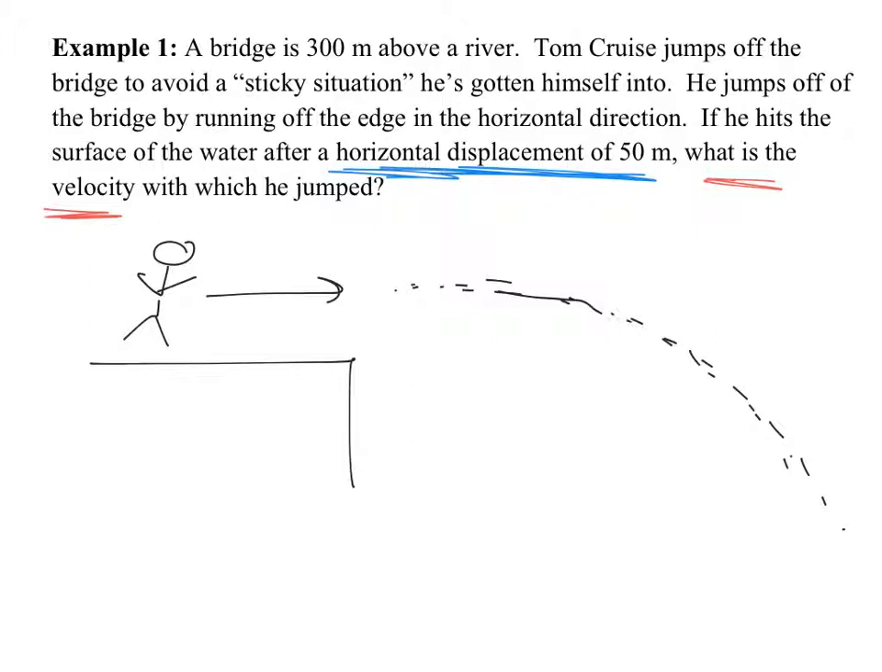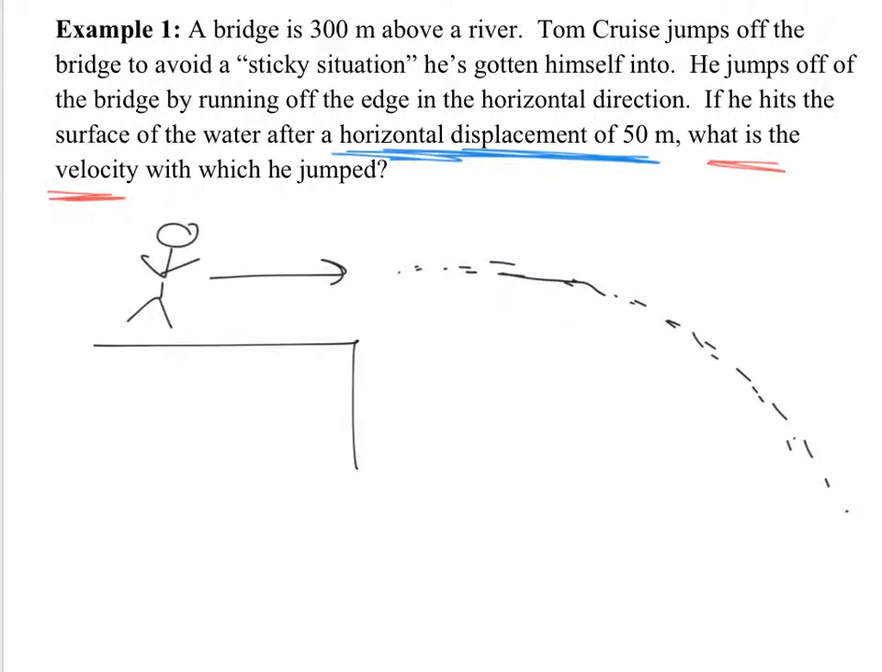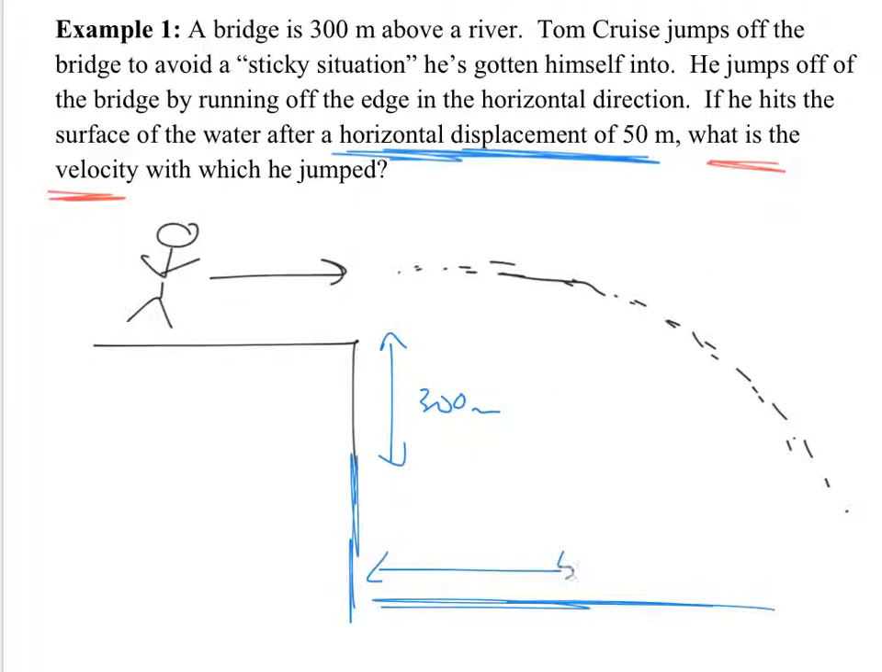To answer these problems, what you need to do is separate the vertical and horizontal components. So let's make a little T-chart. Let's split up our page. We know that the bridge is 300 meters, by the way, above the river. And he lands out here, which is not drawn to scale, 50 meters out. Okay, this is not drawn to scale, obviously, because 300 is clearly more than 50 there.